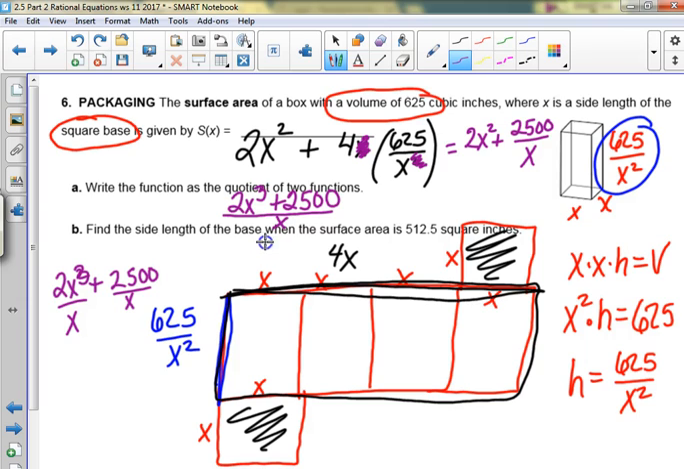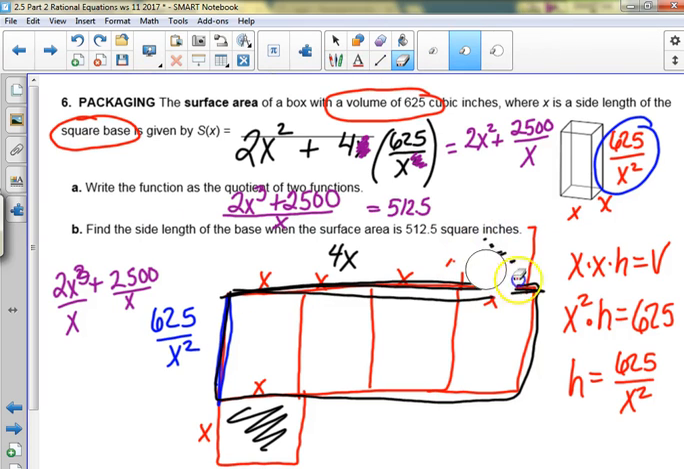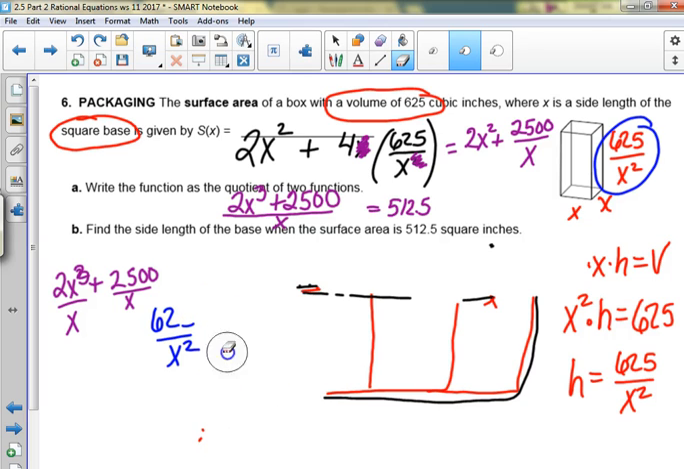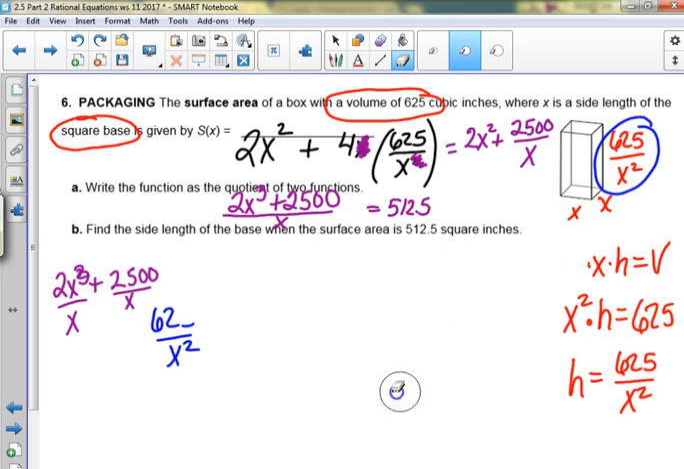Find the side length of the base if the surface area is 512.5 square inches. So we want this disaster we just wrote to equal 512.5. Okay. I'm going to erase so that I have some room. What should we do next? Because we could cross multiply. Yeah, we're still going to have a mess. I think we got to use what? No idea how to solve that?